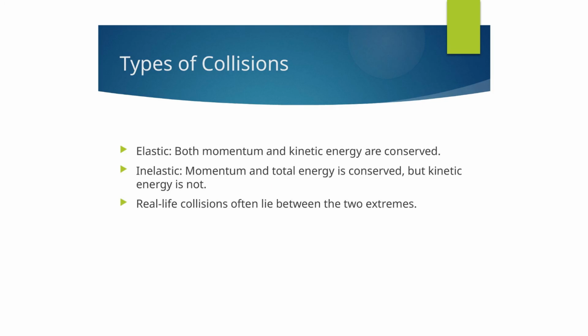First up, elastic versus inelastic collisions. In an elastic collision, both momentum and kinetic energy are conserved. That means the objects bounce off each other with no loss of total kinetic energy. In an inelastic collision, momentum is still conserved, and so is total energy. But some kinetic energy is lost, usually transformed into heat, sound, or deformation. Most real-life collisions lie somewhere in between, never perfectly one or the other.